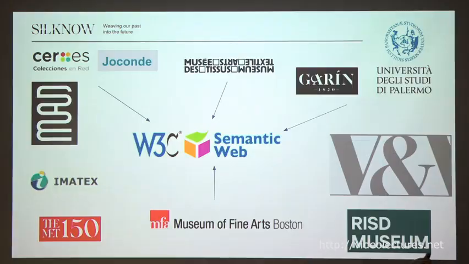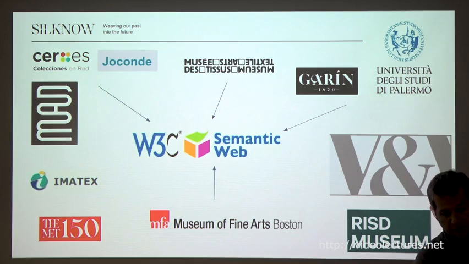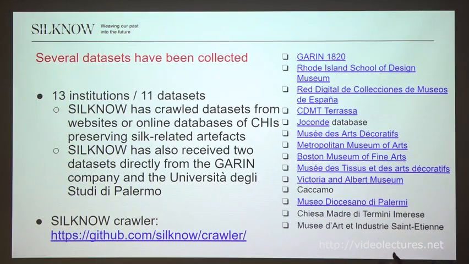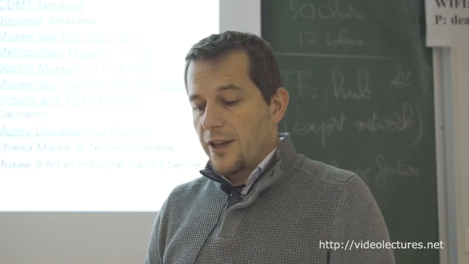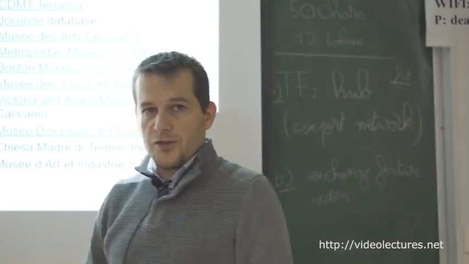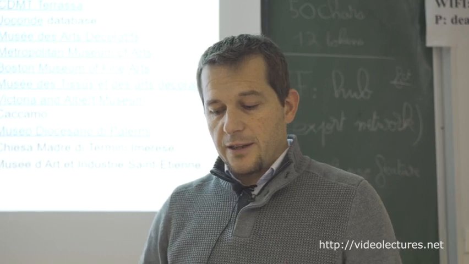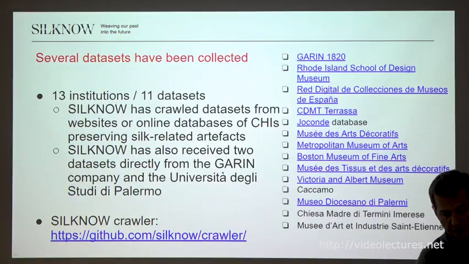So at the moment, in the Silknow knowledge graph, we are aggregating data from all those museums that you can see here being depicted. At the heart of the knowledge graph, we are using semantic web technologies to integrate all this data. So this is the list of the data sets that we are currently integrating, and we have developed an open source crawler that can get data from those different museum websites.